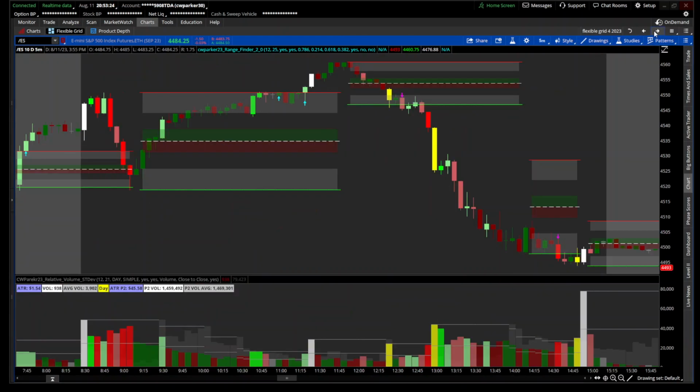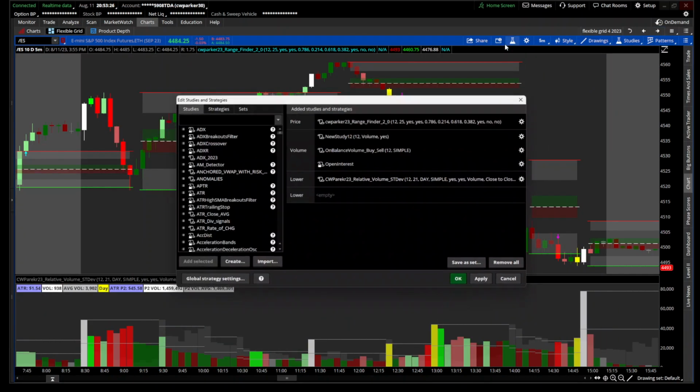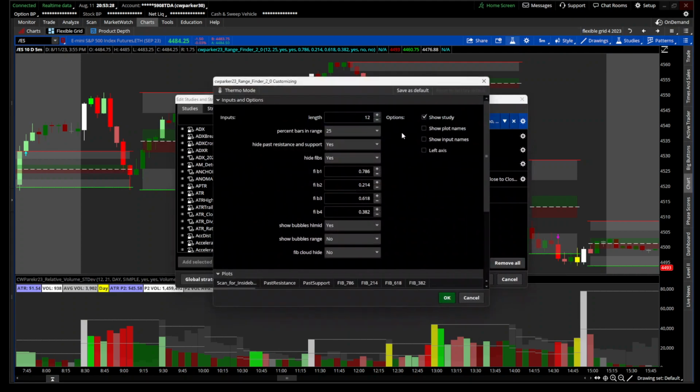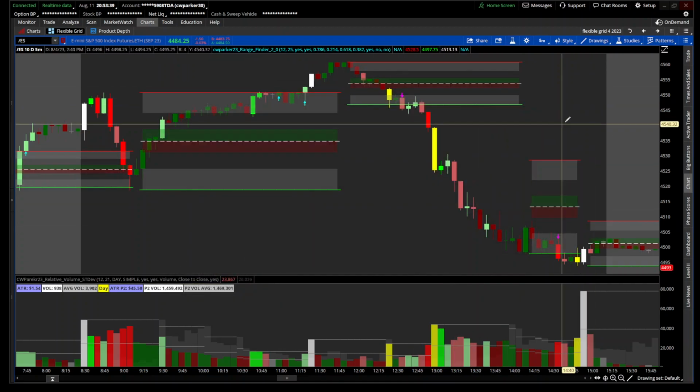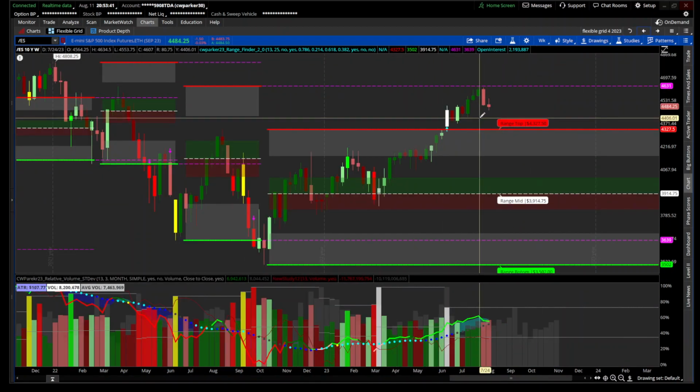So on the 5-minute chart, like I said before, my length is 12. That's an hourly range. I'm using 20. I'm looking for 25% of those bars to be within the high and the low of my range, and that's what creates the range. 25% of 12 is just 3 bars. So you're looking for 3 bars.